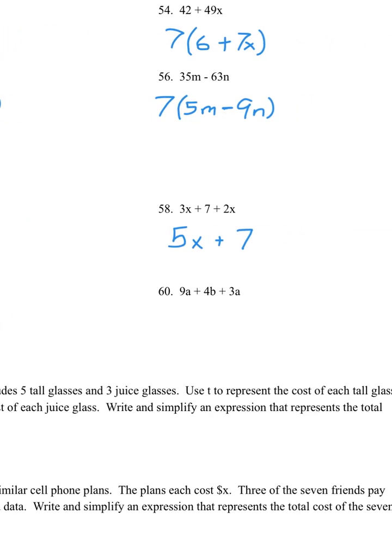Number 60. We have 9a plus 4b plus 3a. We have some like terms being 9a and 3a. So that will give us 12a. 4b cannot be combined with the 12a because b represents a different number than a does. So we'll just put 4b.